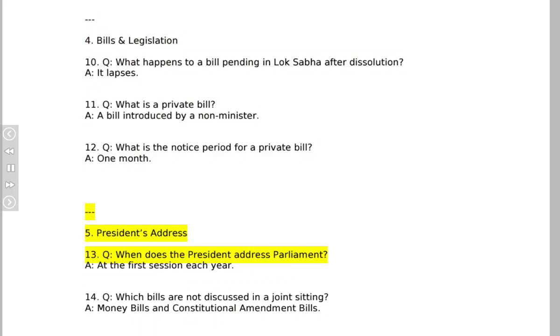5. President's address. 13. Q. When does the president address parliament? A. At the first session each year. 14. Q. Which bills are not discussed in a joint sitting? A. Money bills and constitutional amendment bills.